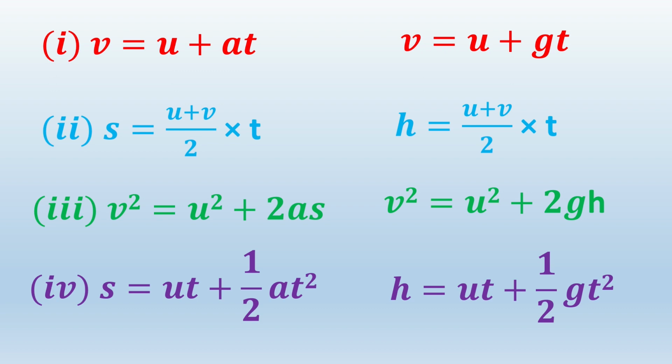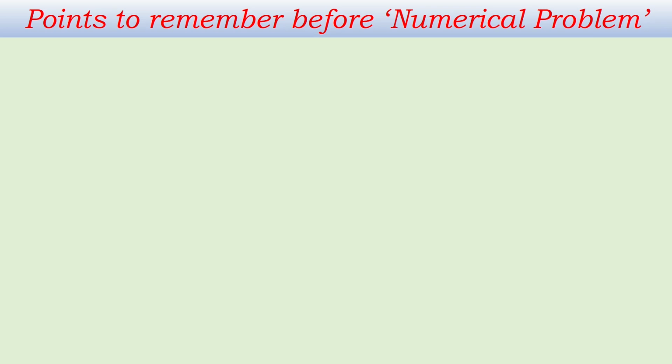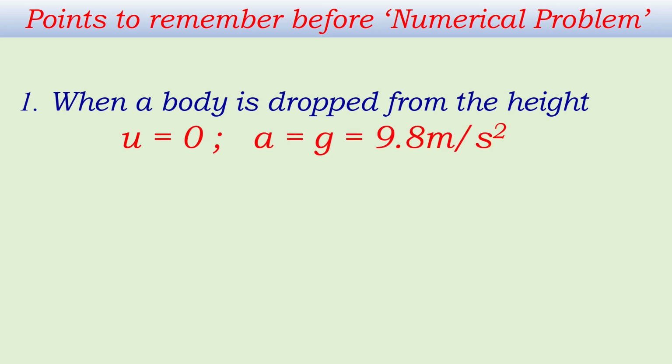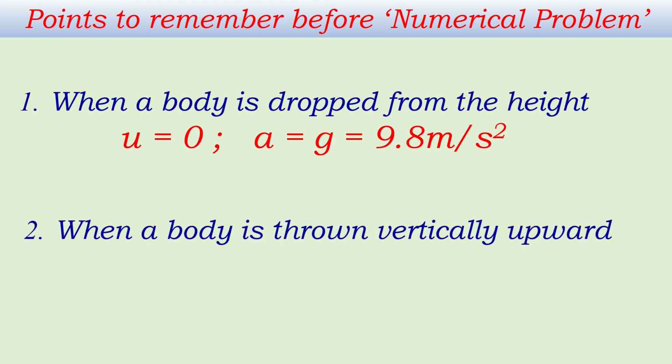Okay, now before starting the numerical problem, I want to say some important points related to numerical problems. Points to remember before numerical problems. If a body is dropped from a certain height, then its initial velocity becomes 0. And its acceleration will be the acceleration due to gravity, which is denoted by small g, and its value is 9.8 meter per second square. In the same way, when a body is thrown vertically upward, then what happens?